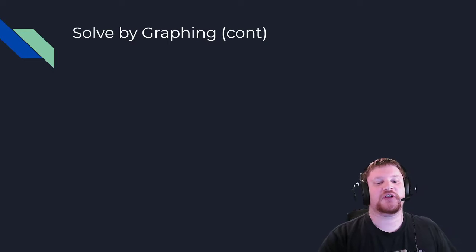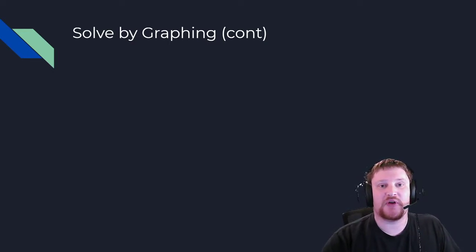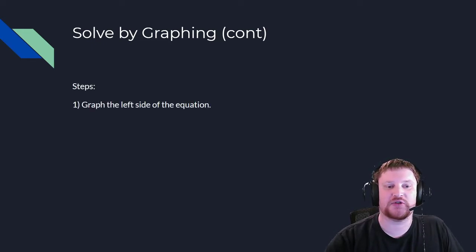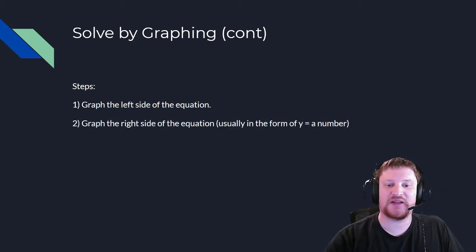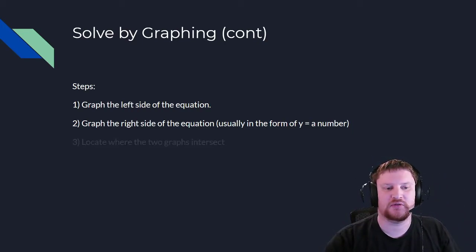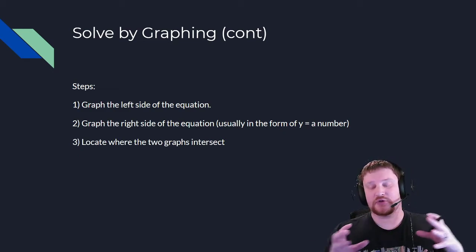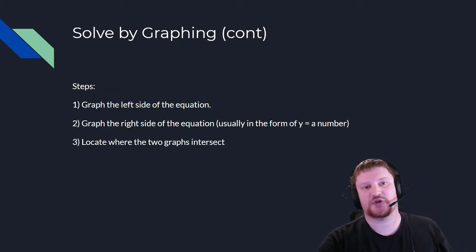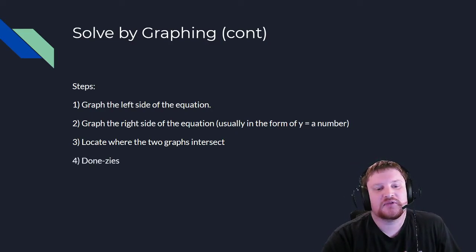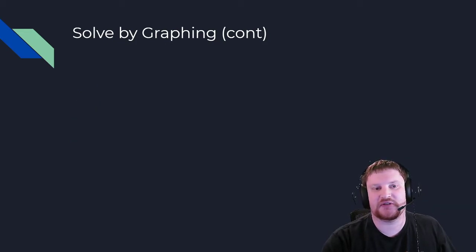So let's take a look at what we're actually going to do when we solve these by graphing. It's very, very similar to the things that we've done in the past. So first of all, you're going to graph the left side of the equation. Then you're going to graph the right side of the equation. Usually that's going to look like y equals and then whatever number is on the right side of the equation. You're going to figure out where those two graphs intersect. There should be 2 spots. And then you're done. 3 simple steps in order to figure out what the answer is.